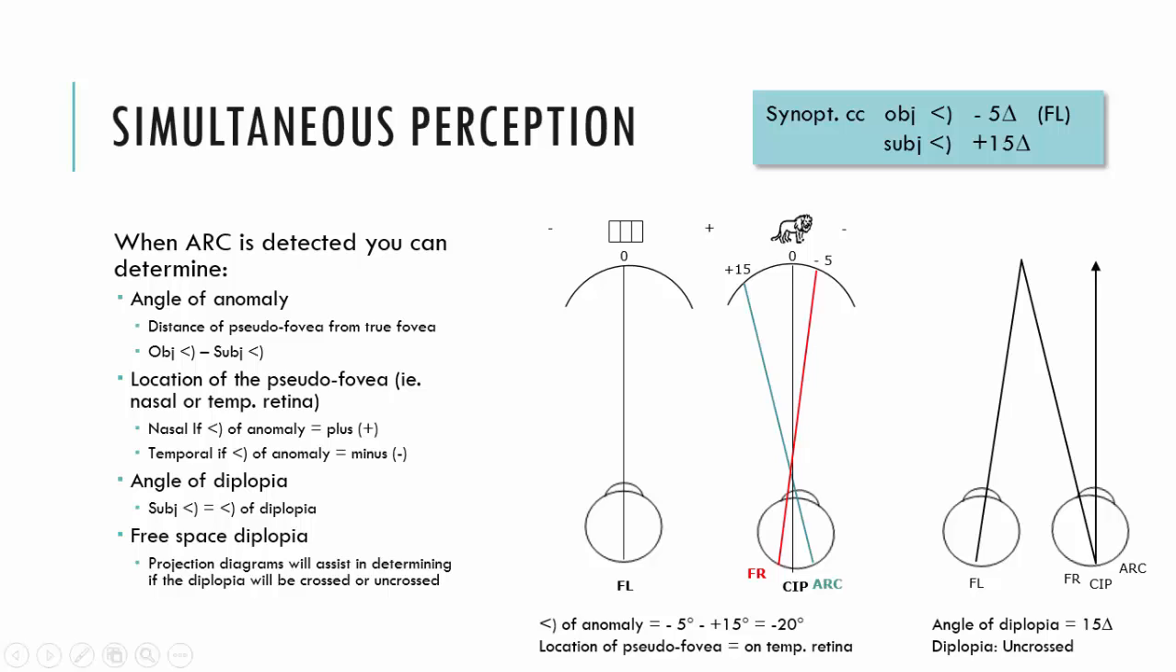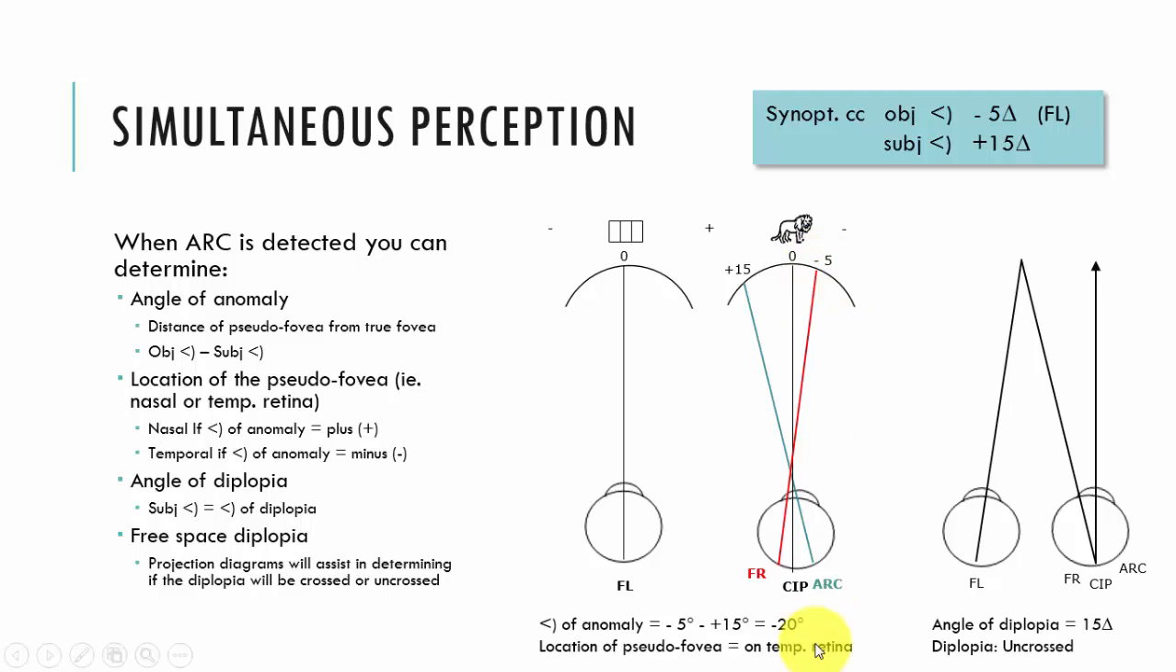Okay, we can find out more than just that information. One is, we can find out the angle of anomaly. So what is the distance between the pseudofovea and the fovea? What we do is we subtract the objective angle, which is -5 prism diopters. Minus plus 15 prism diopters, which equals -20 prism diopters. And we can see this on the projection diagram. If we see here, the red line represents the fovea, the green line represents the pseudofovea, and the distance between those two is 15 plus 5. So we've got 20 diopters as the angle of anomaly.